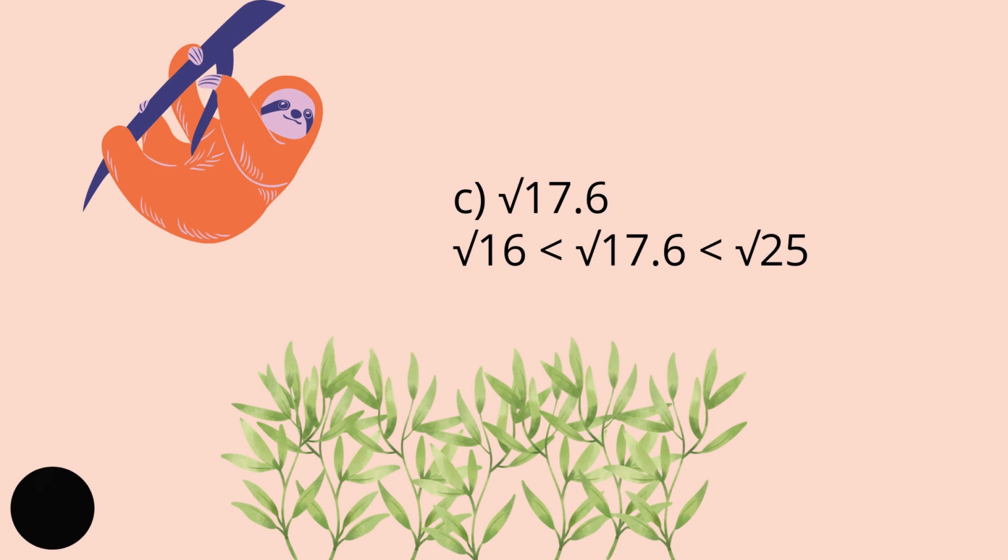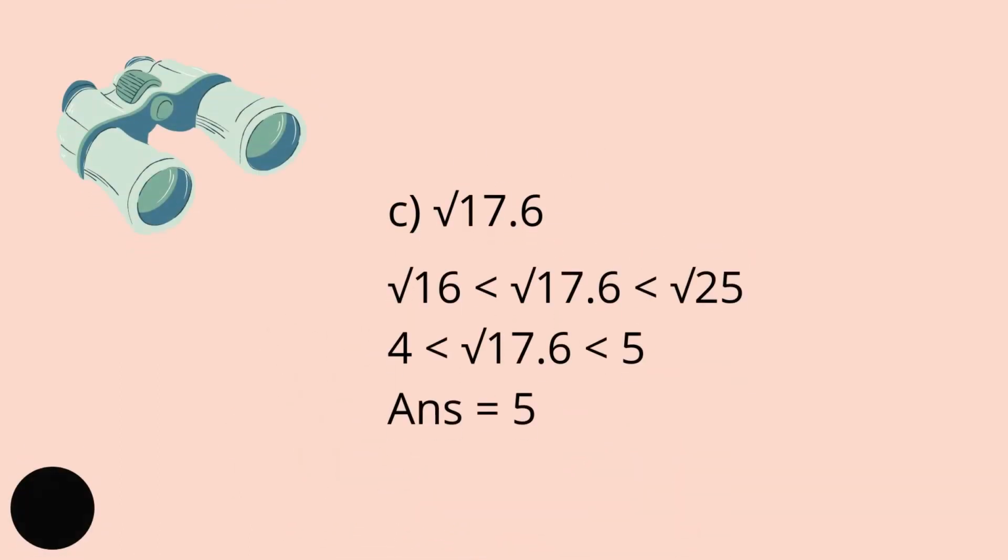C. Square root 17.6. For square root 17.6, we find the nearest perfect squares, which are square root 25 and square root 16. So the value of square root 16 is 4 and square root 25 equals 5. The answer is square root 17.6 approximately equals 5.